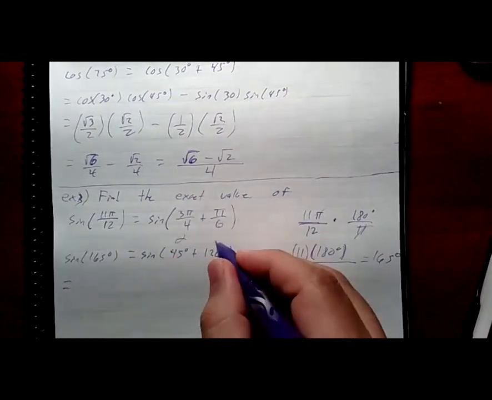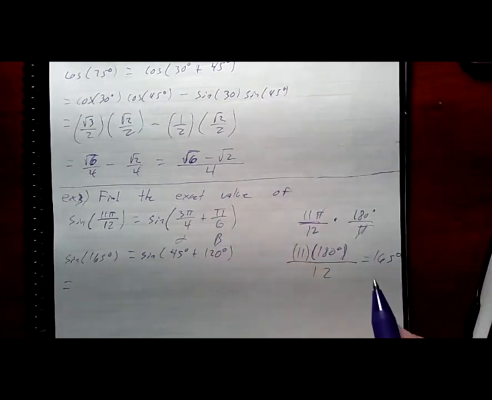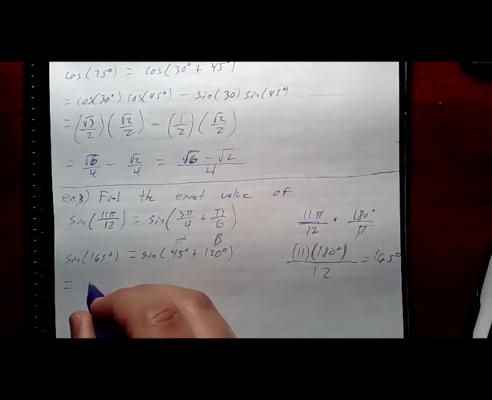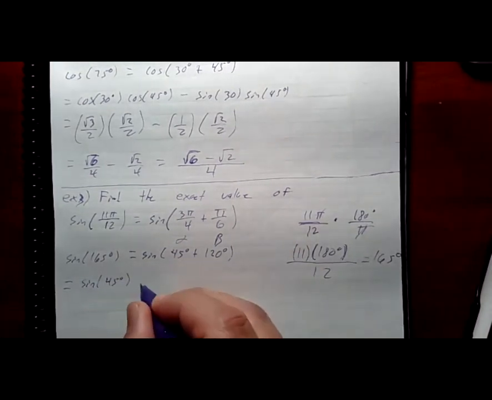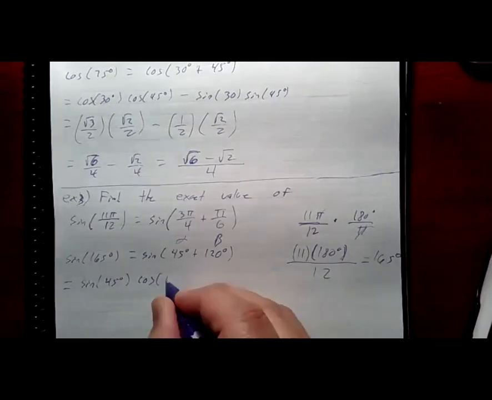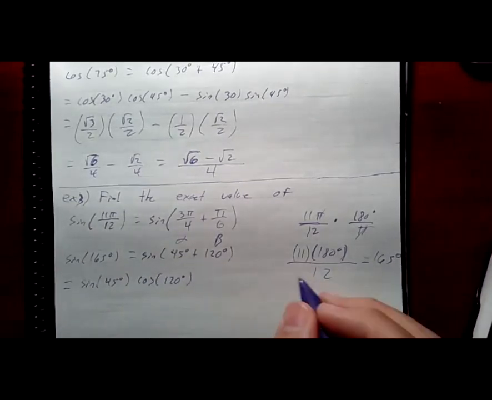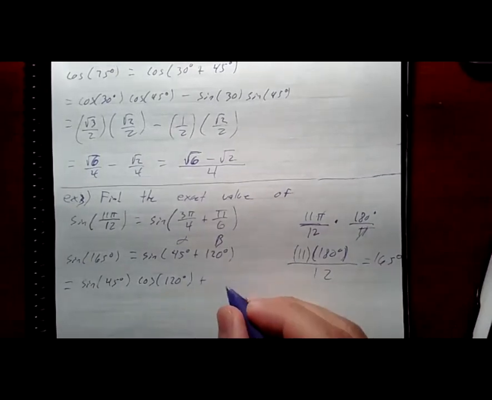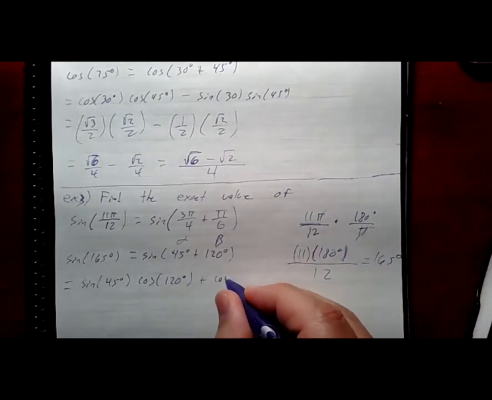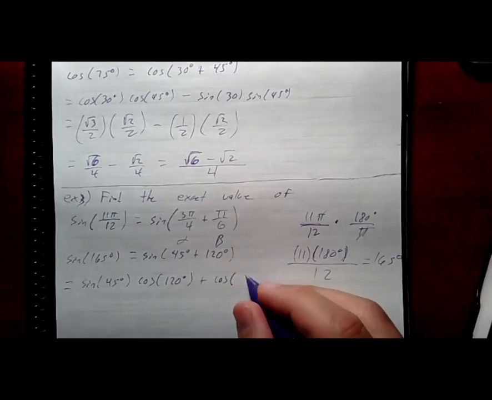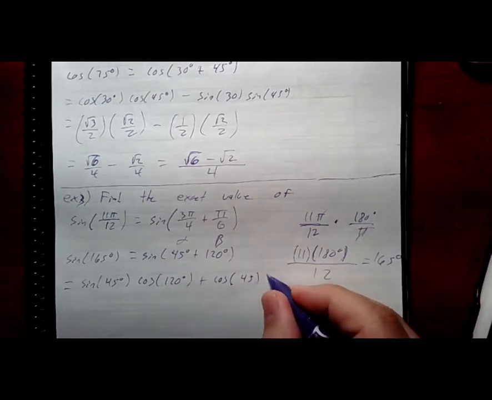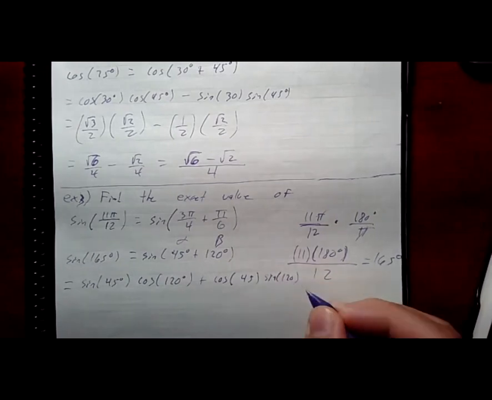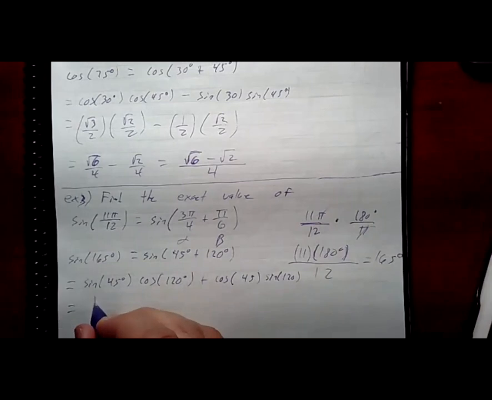So this is my alpha now and beta. Use your formula: sine alpha cosine beta plus cosine alpha sine beta. You could have picked another set technically, that's all good. This would be square root 2 over 2.